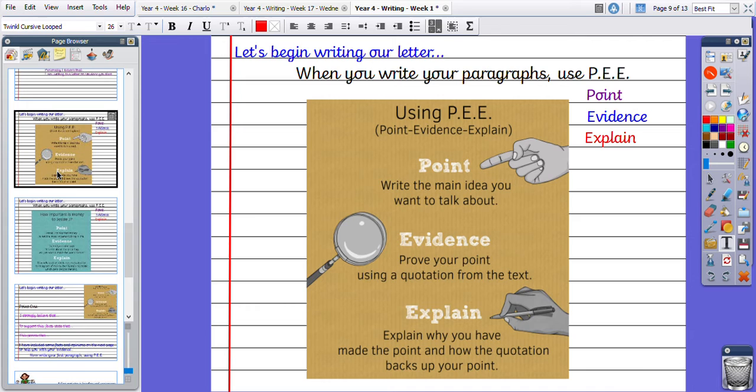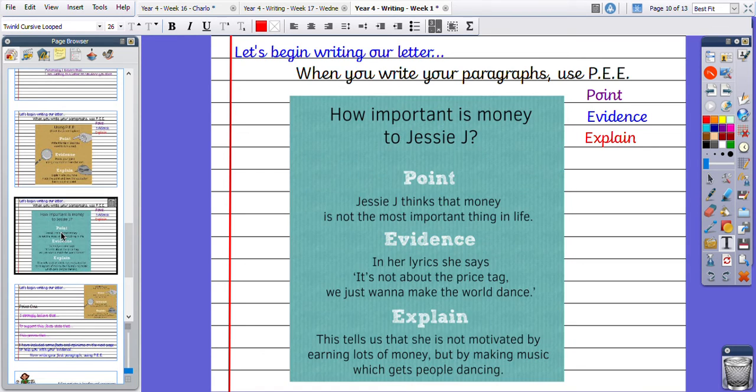And when we write in paragraphs that are persuasive, that need facts or opinions to support what you're trying to say, we start to use point, evidence, explain, PEE. So point, write the main idea you want to talk about. Evidence, prove your point. So you could use a fact or opinion here. And explain, so explain how that evidence links to your point. So let's look at an example.